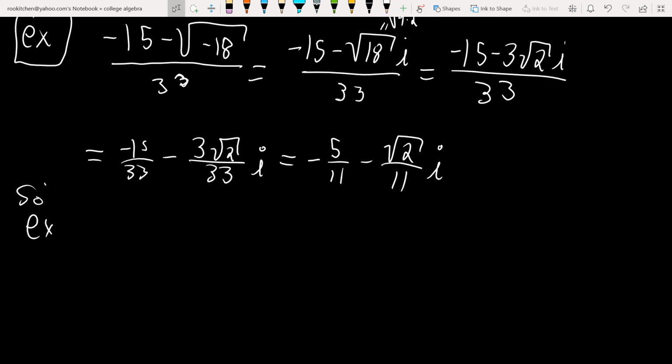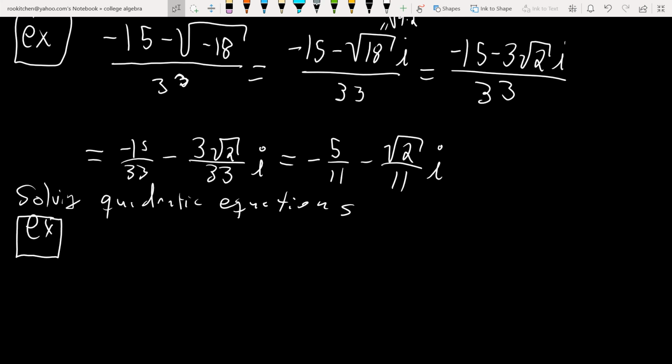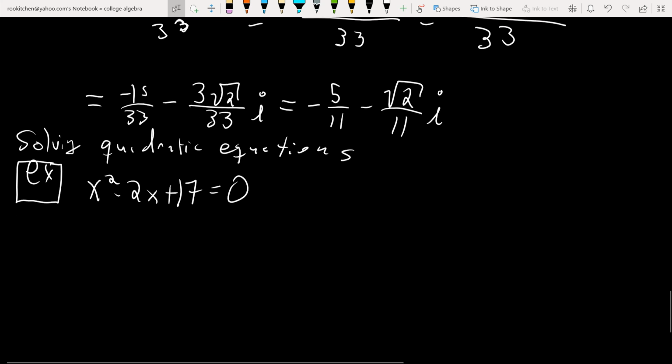So, solving quadratic equations where you have imaginary solutions. For example, x squared minus 2x plus 17 equals 0, and I want to solve that. My answer has to be in standard form.